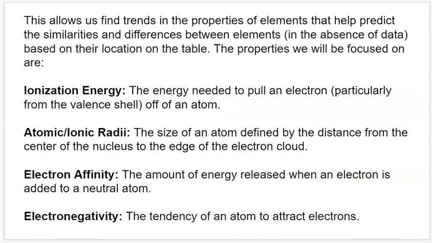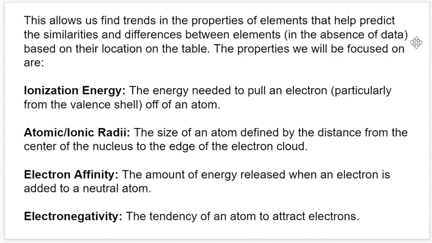So given the fact that there are repeating patterns on the periodic table, we can look for trends that help us predict similarities and differences between elements. And I specify that we're doing this in the absence of data. We want to be able to just look at the periodic table and choose two random elements and figure out how they're going to be similar and how they're going to be different.